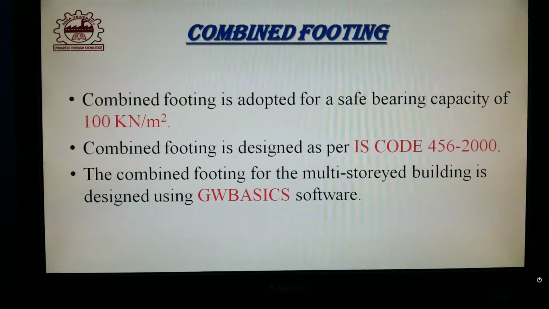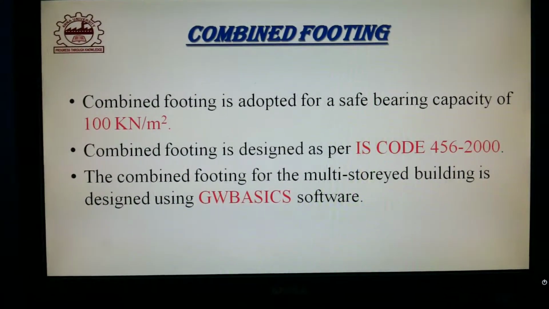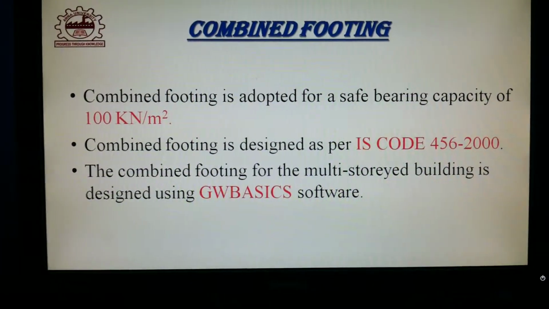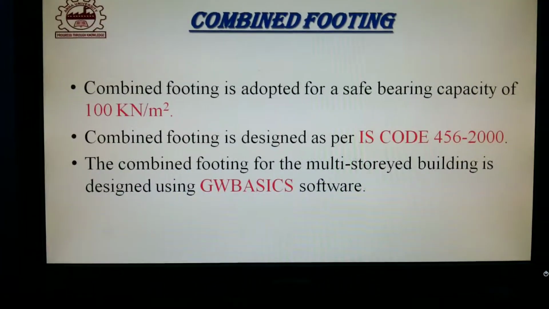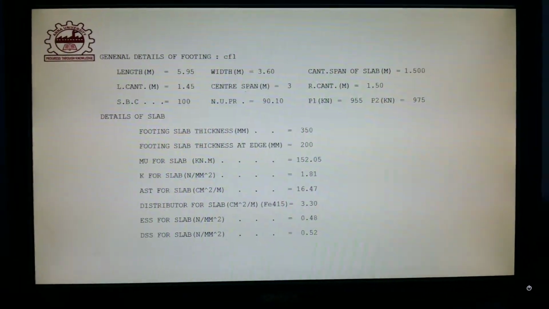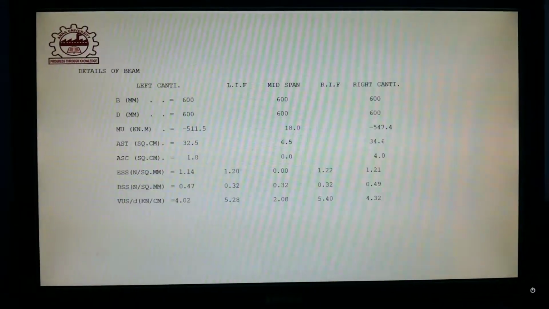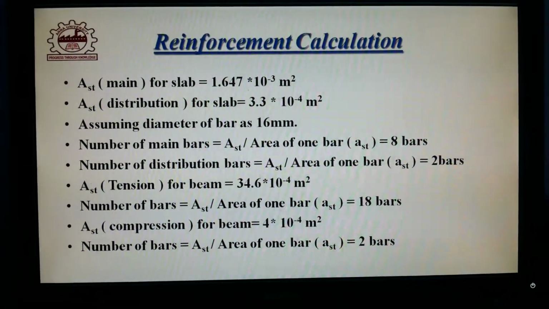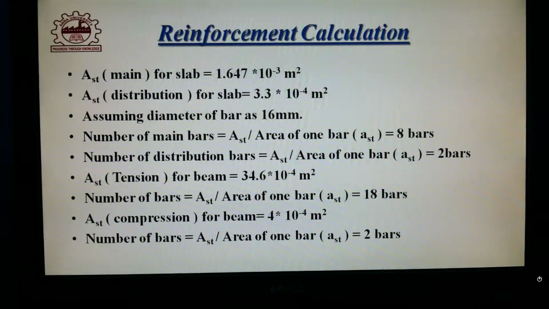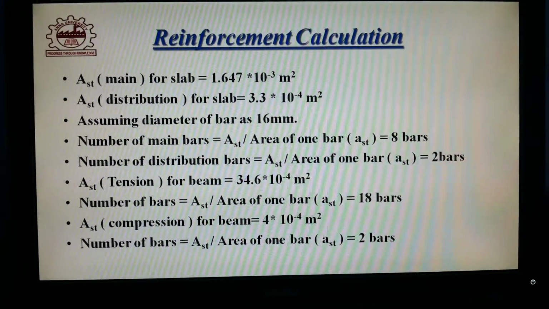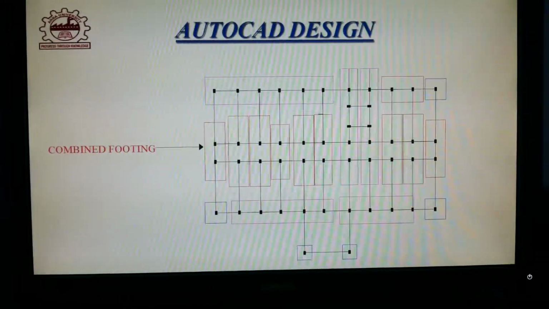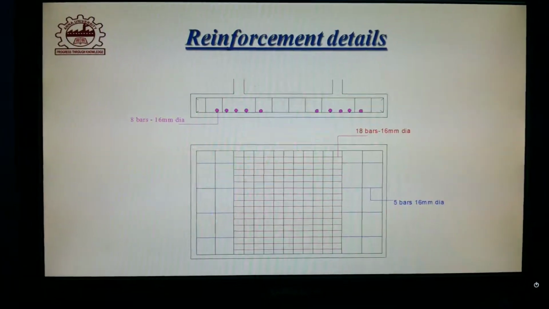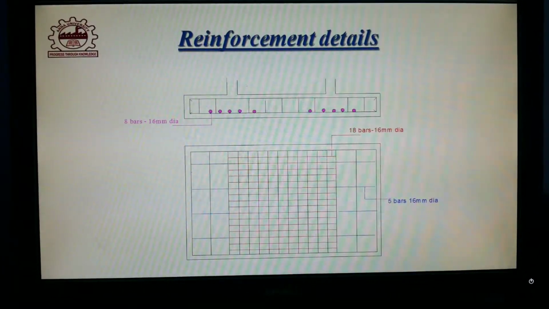Then comes the combined footing. Combined footing is usually adopted for a safe bearing capacity of 100 kN per meter square. We have used GW Basic software to design the combined footing. This slide shows the results we obtained from GW Basic. This slide shows the reinforcement calculation. 18 bars are used in the tension zone and 2 bars are used in the compression zone for beam. This slide shows the AutoCAD design of the combined footing. This slide shows the reinforcement details of the combined footing.